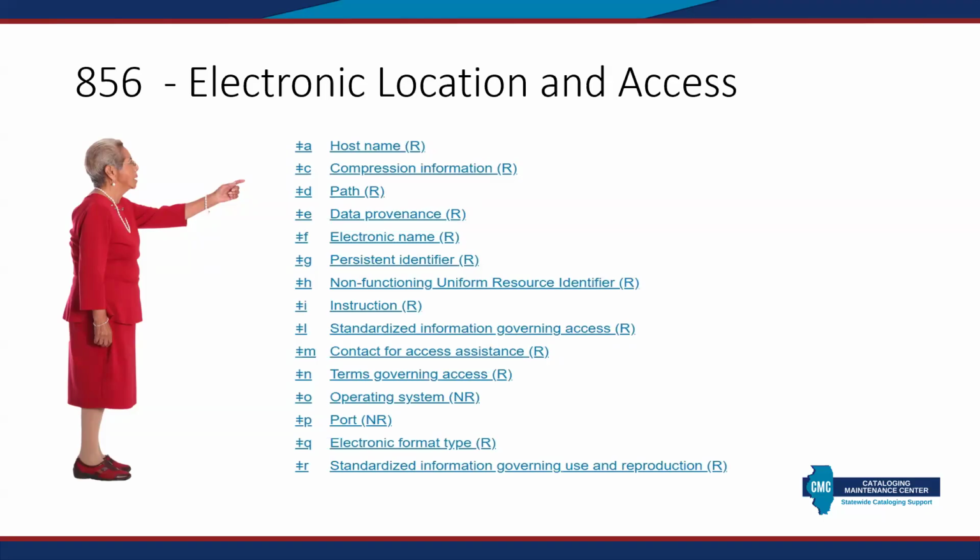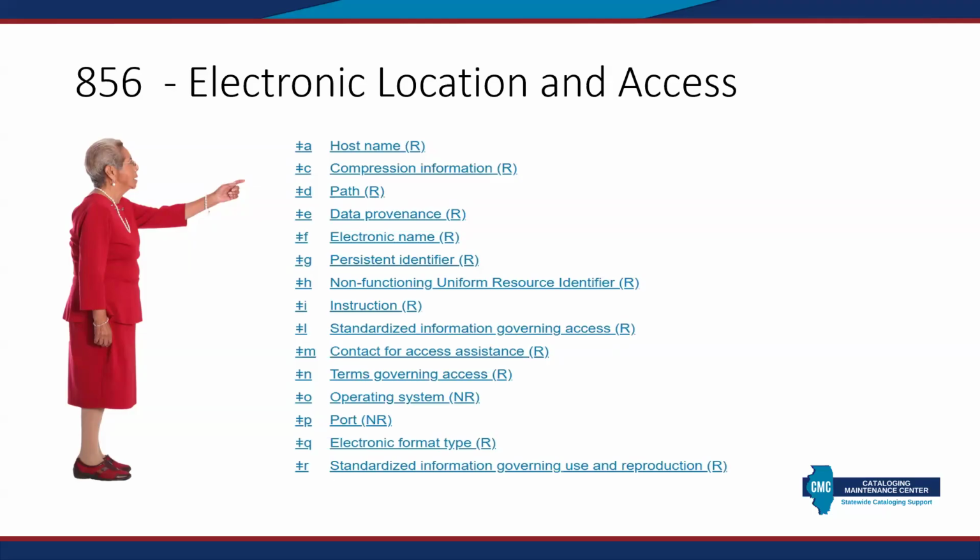One example is if the URL leads to a zipped folder of data, subfield Z can be used to note what is needed to unzip it. Subfields D, E, and F are not used: the path, data provenance, and electronic name, not used in today's cataloging. Subfield G is the persistent identifier, the PID, a number assigned by a PID resolver for automatic access. Subfield H is non-functioning uniform resource identifier, a URI that is no longer functional.